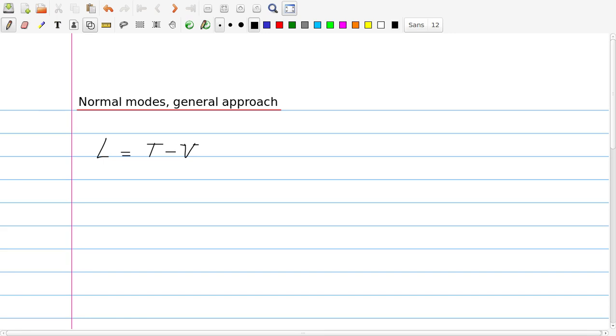To analyze the problem of normal modes in a general way, we start from an arbitrary Lagrangian, which is always defined as T minus V, where T is the kinetic energy and V is the potential energy. And we use generalized coordinates. Those are the q_j, where j runs from 1 to some number k. And we can express the positions of the particles in terms of these generalized coordinates.